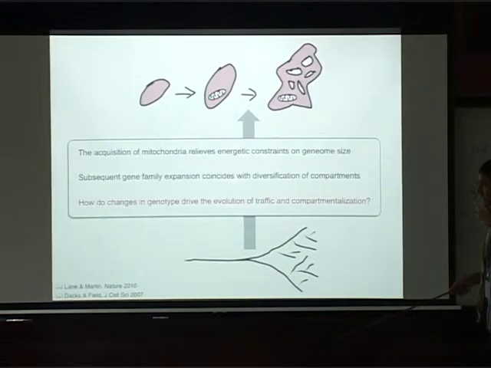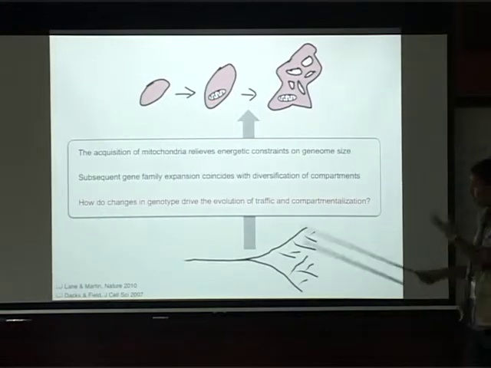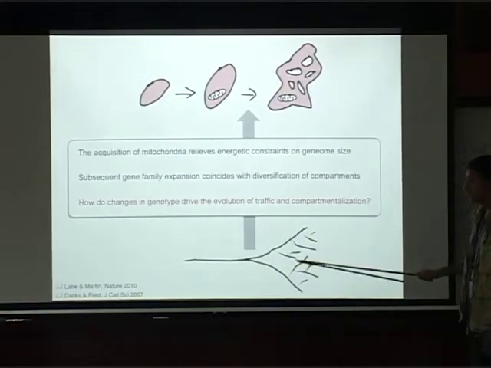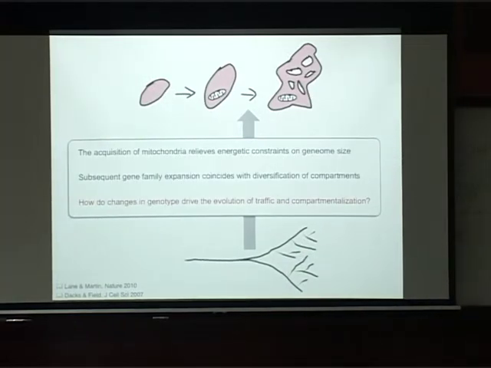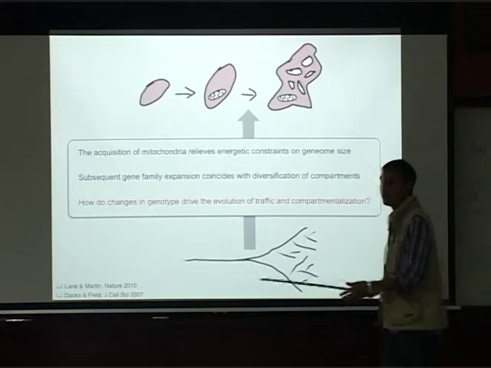So I've now just set up the following question. How do changes in the genotype, in terms of gene family expansion, lead to the emergence of new compartments? That's one way to frame a question. Okay? So, yeah. This one? Yeah, so fine, very good.